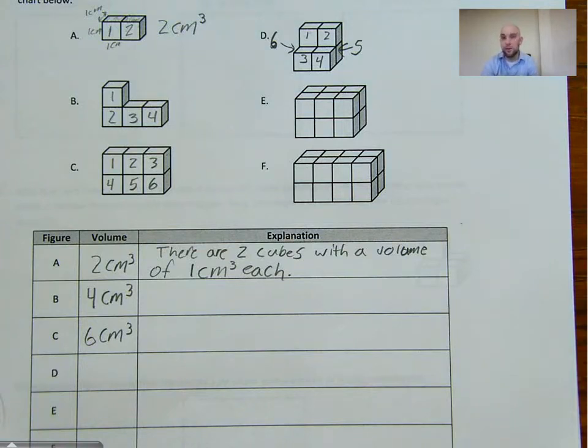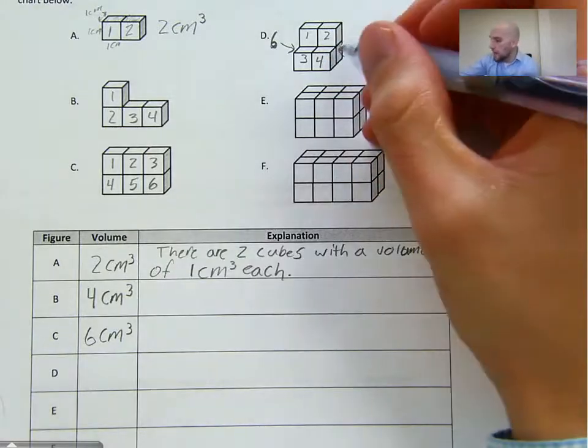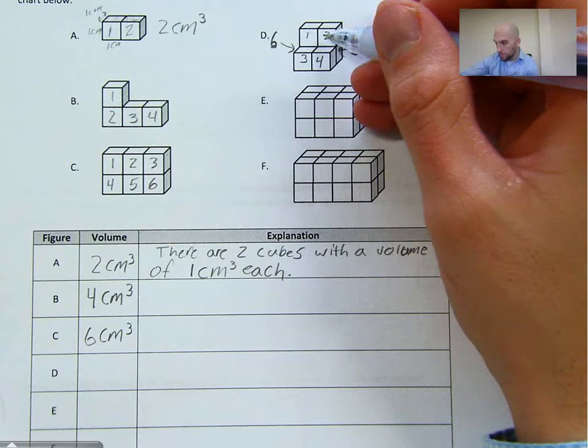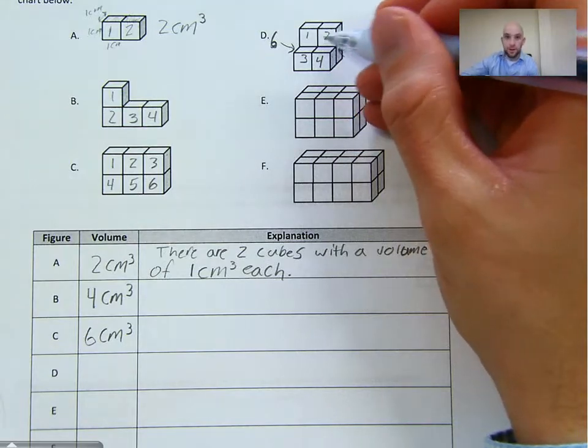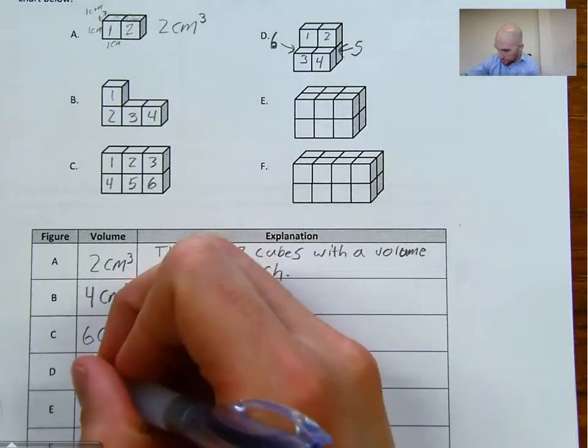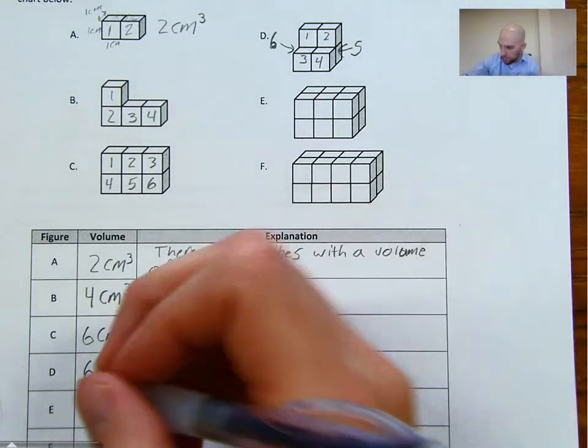It looks kind of like a staircase here. But we have 4 on our first floor of our building, if you will, here. And we have 2 cubes on our second floor. So this is actually 6 cubic centimeters as well, just arranged in a different way.